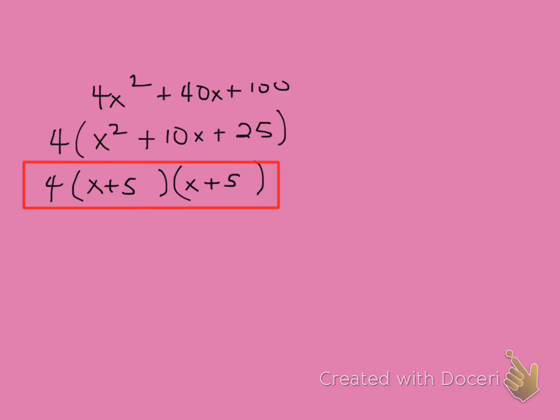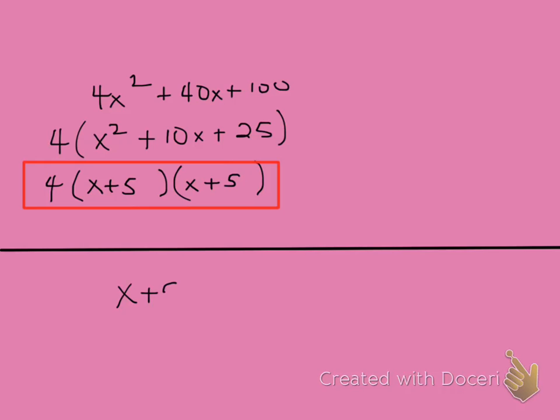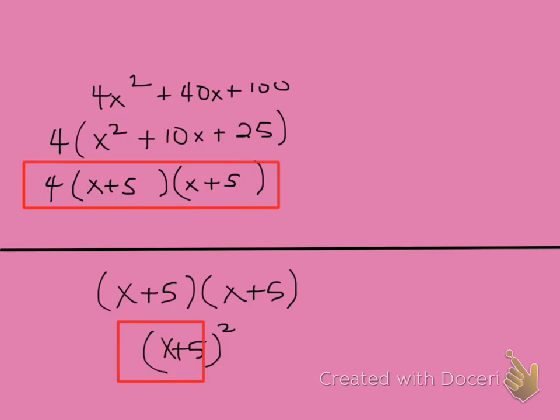Okay, any questions on that? I want to show you one last thing, and then I'm going to let you go ahead and work. You can also write, and this is just a notation issue, how could I rewrite x plus 5 times x plus 5? X plus 5 squared. Okay? These mean the same thing. This is actually how you're going to see it quite a bit. Okay? Any questions on that?